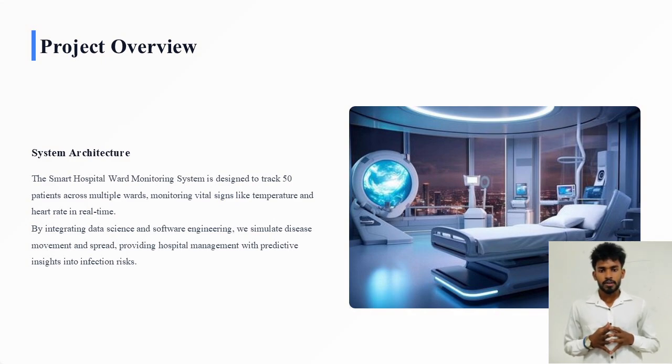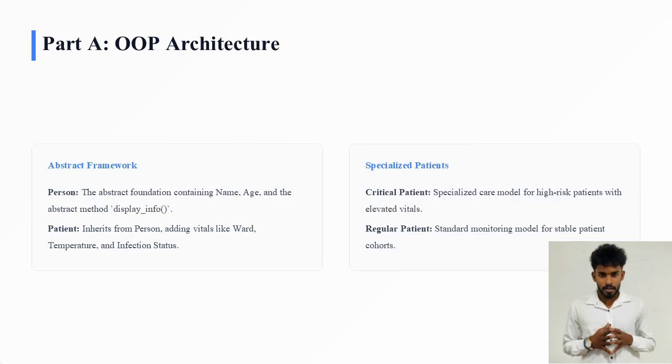I will explain part A, which is the object-oriented programming or OOP design. We use OOP to make our code clean and easy to reuse. First, we create the main class called Person. It has basic details like name and age. It also has a rule that every subclass must have a display info function.